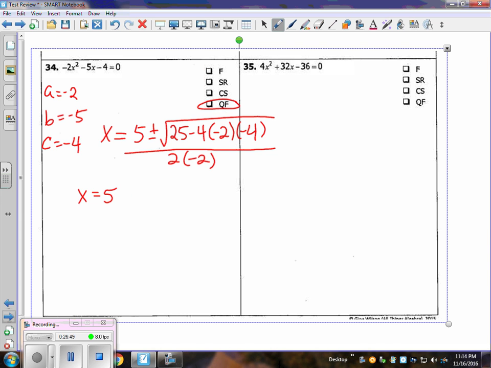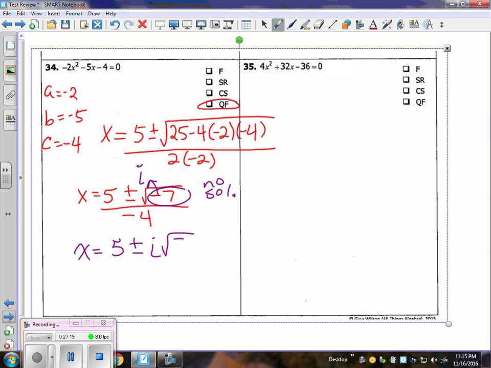Okay, so now I've got 5 plus or minus the square root of a negative 7 all over negative 4. So, honors, there's that discriminant under there of negative 7. Since it's negative, we're going to have no solution. But we can pop out an i. So we're going to go a step further and show what the imaginary answer would look like. Pop that i out. We got 5 plus or minus i root 7 all over negative 4. And nothing else can be reduced.